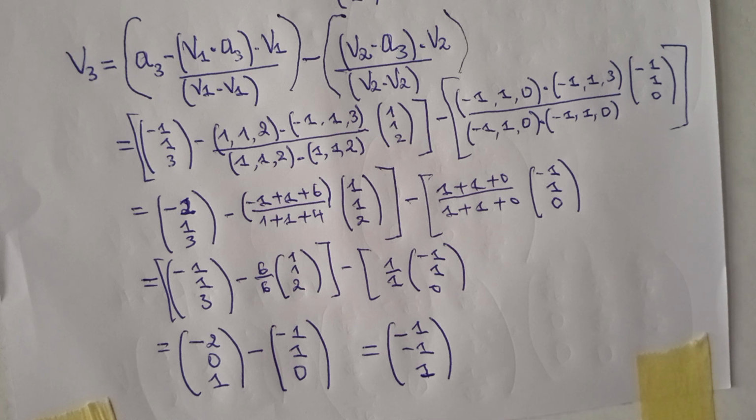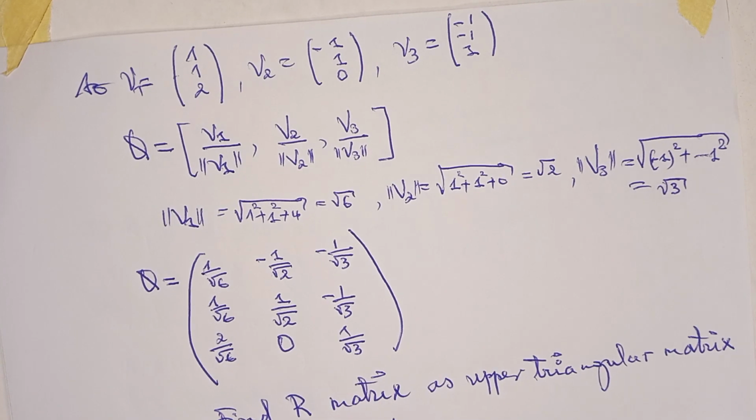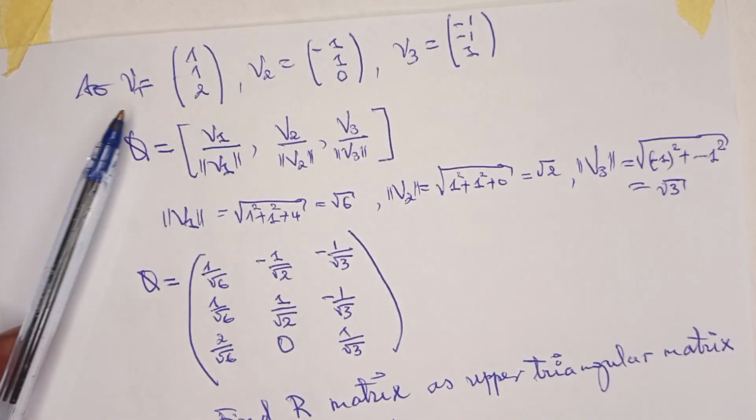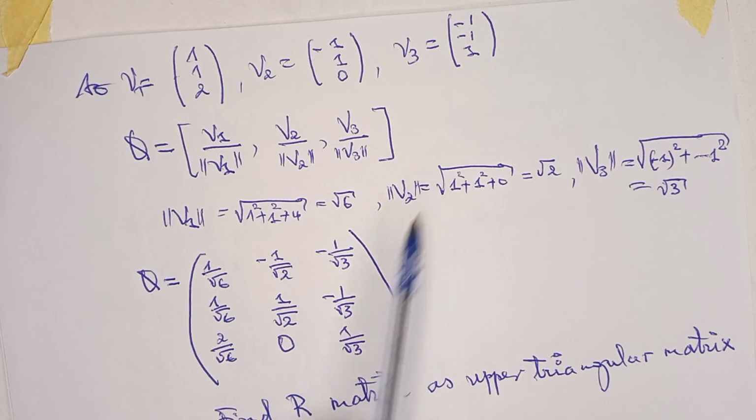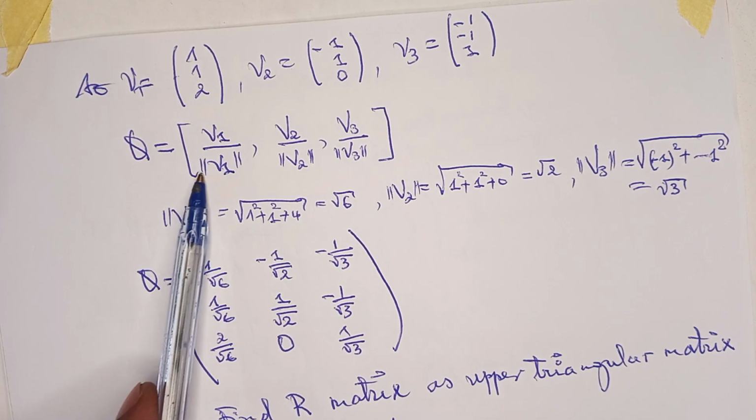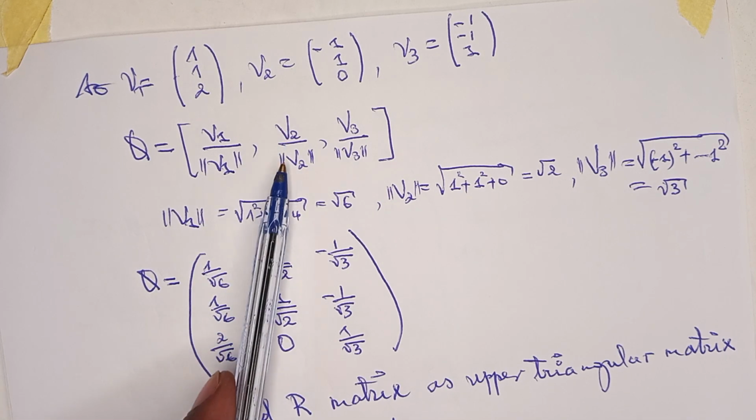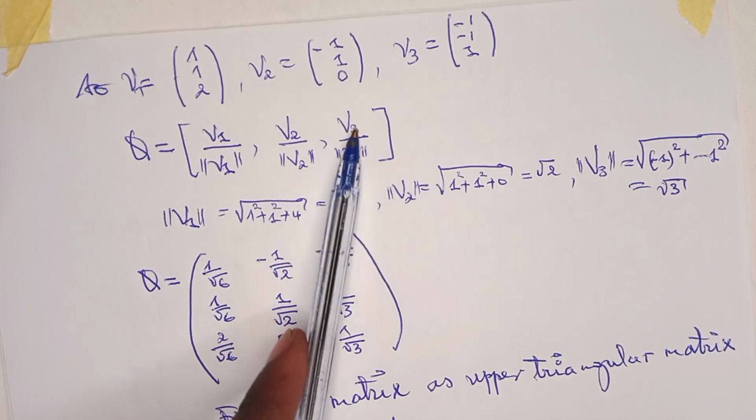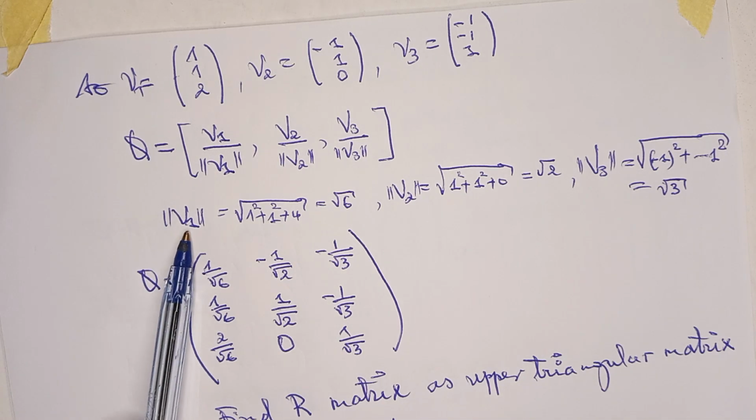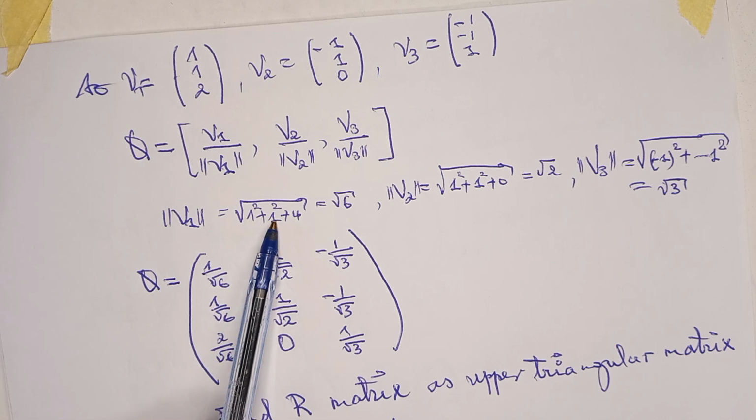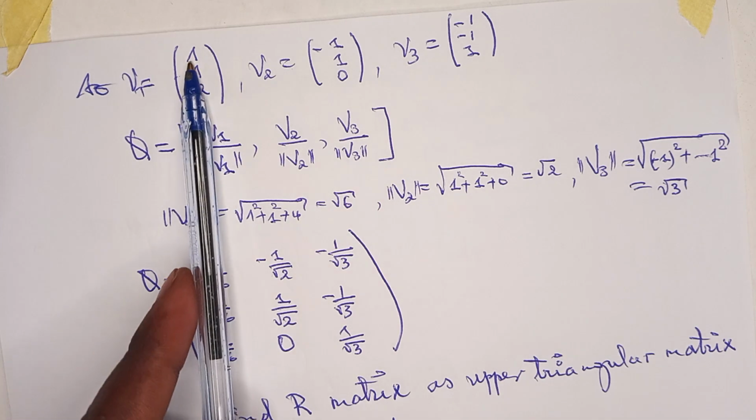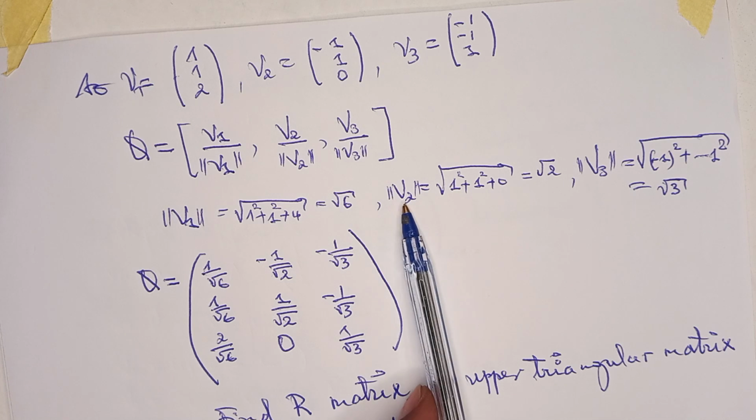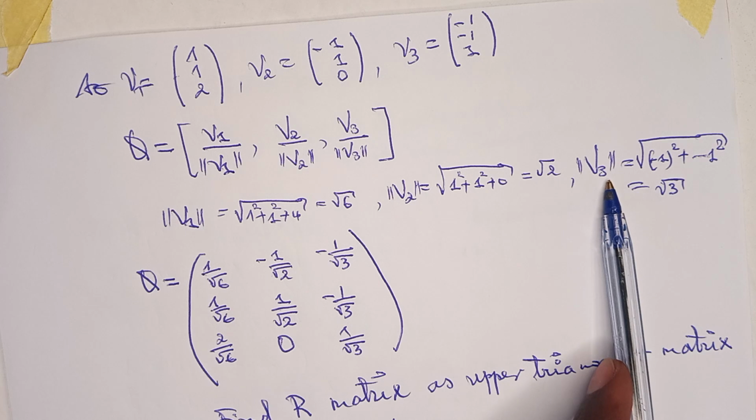So we have already seen our V: V1, V2, and V3. So we can proceed. We have already calculated V1, V2 is this vector, V3 is here. So we can compute our Q, which is equal to V1 over magnitude V1, V2 as a column vector over magnitude V2, V3 over magnitude V3. The magnitude of V1 is 1 squared plus 2 squared plus 1 squared, which gives root 6. The magnitude of V2 is root 2. The magnitude of V3 is root 3.